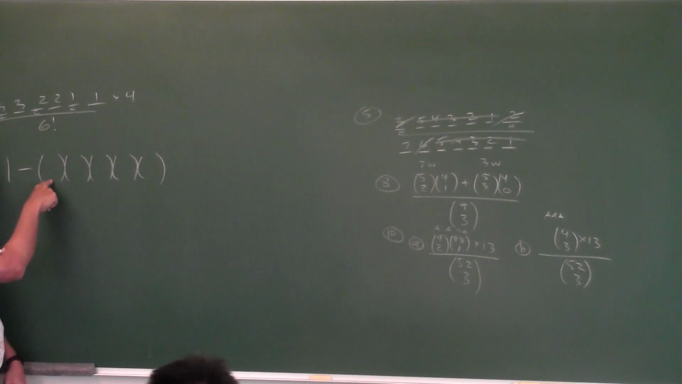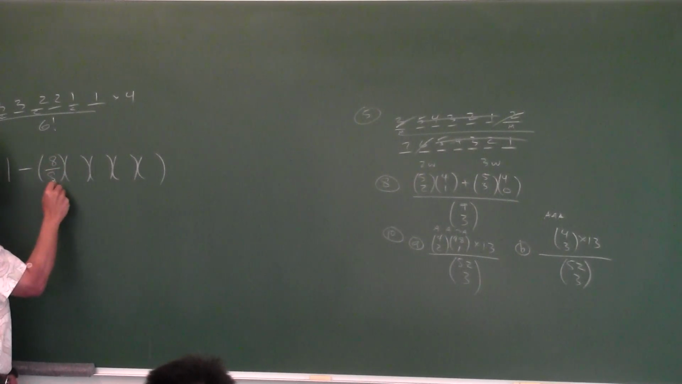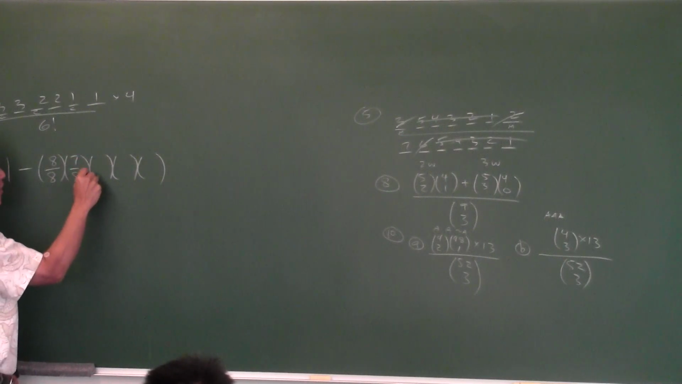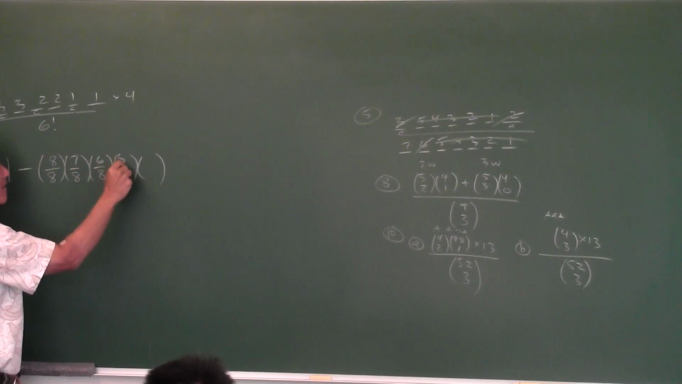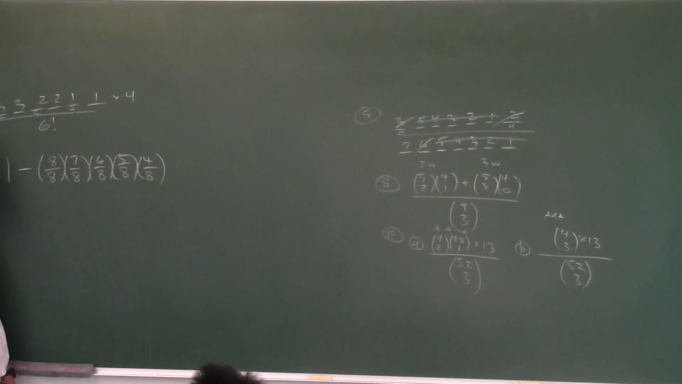What's the probability that the first person is born on one of the days of the year? What's the probability that the second person's birthday is different from the first? And so 8 over 8, 7 over 8, 6 over 8, 5 over 8, 4 over 8. Boom! That's 3 out of 4 points right there.